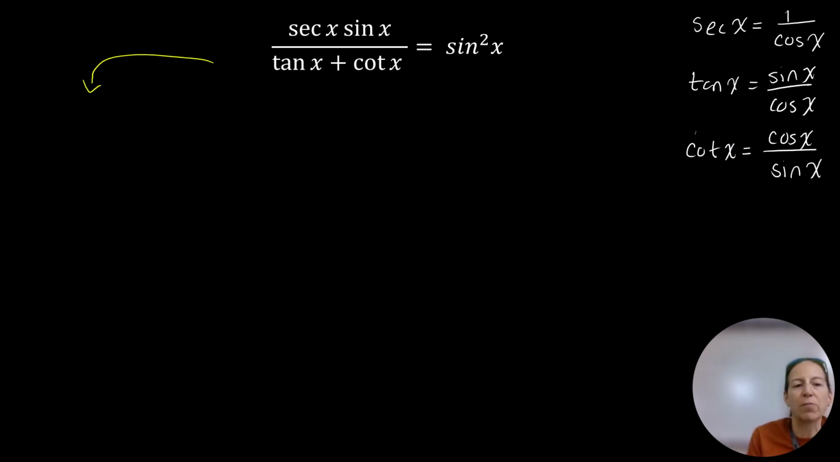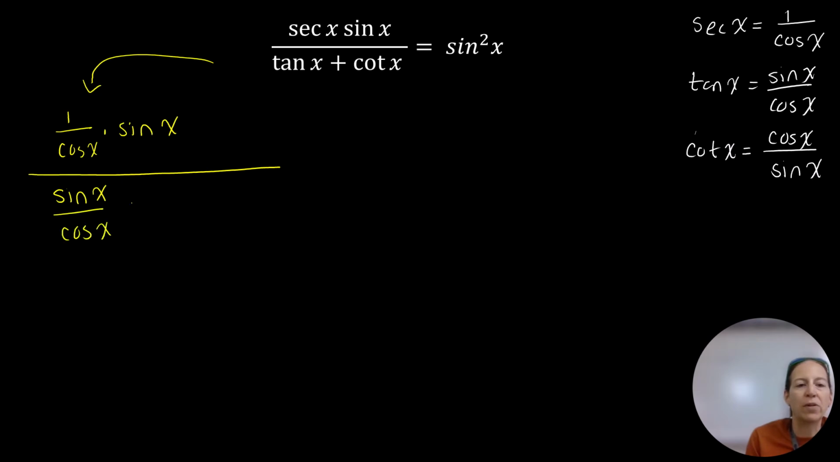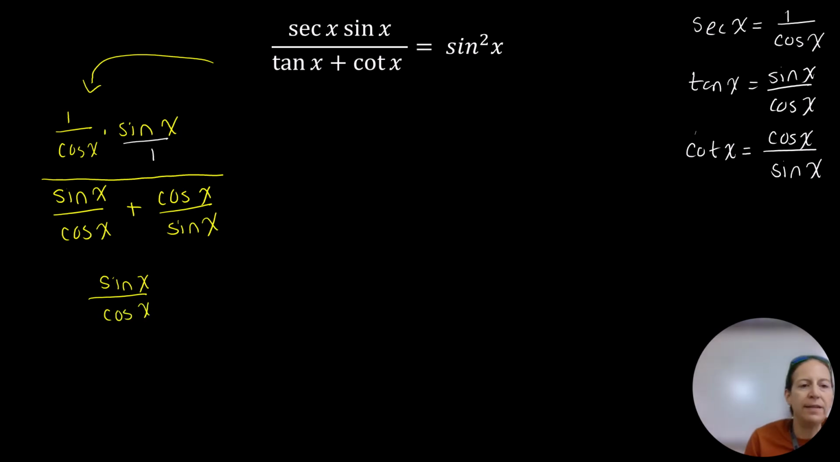Now, for space purposes, I'm going to come over here. So 1 over cosine times sine, that's my numerator, all over tangent, which is sine over cosine, plus cotangent, which is cosine over sine. And I can just make it a smaller fraction bar. Okay. Now in the numerator, 1 over cosine times sine, and that's like sine over 1, is equal to sine over cosine, which you might recognize. Oh, that's tangent. Indeed it is.